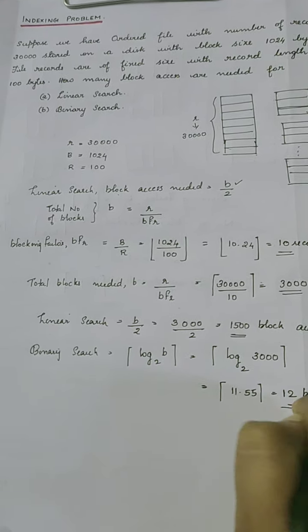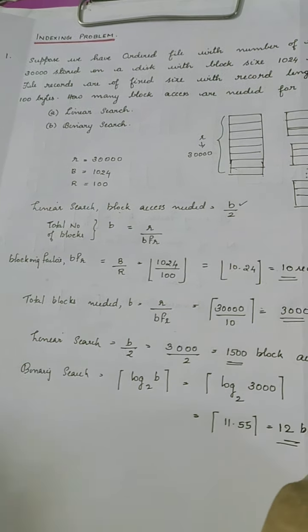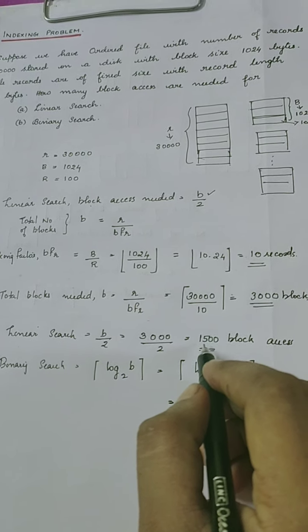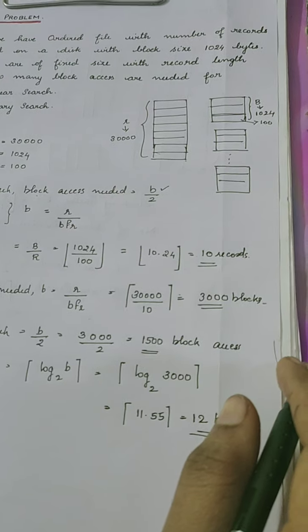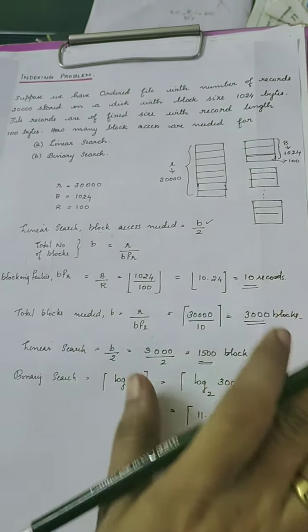We can already tell whether linear search or binary search is better. It's better to perform binary search. If we are performing linear search, we have to access 1500 blocks. If we are using binary search, we only have to access 12 blocks. So in this way we can solve the problem on indexing.